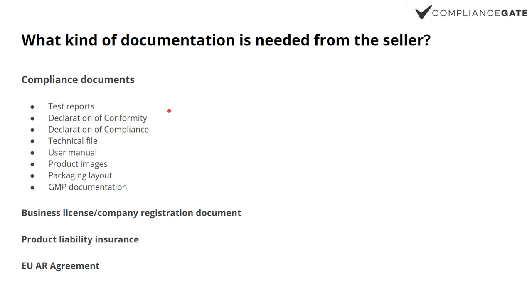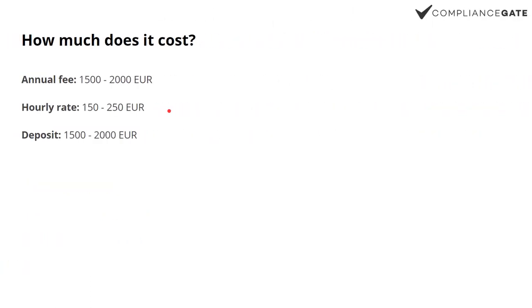You also need to provide a business license or company registration document. That should not be an issue for existing sellers. One thing that's really tricky, or at least could be, is the product liability insurance. Right now, I am not sure. Can a Hong Kong company or even an American company obtain product liability insurance in the European Union? I really don't know. And thus, you also need an agreement with the authorized representative, but that is something you can assume they will provide.